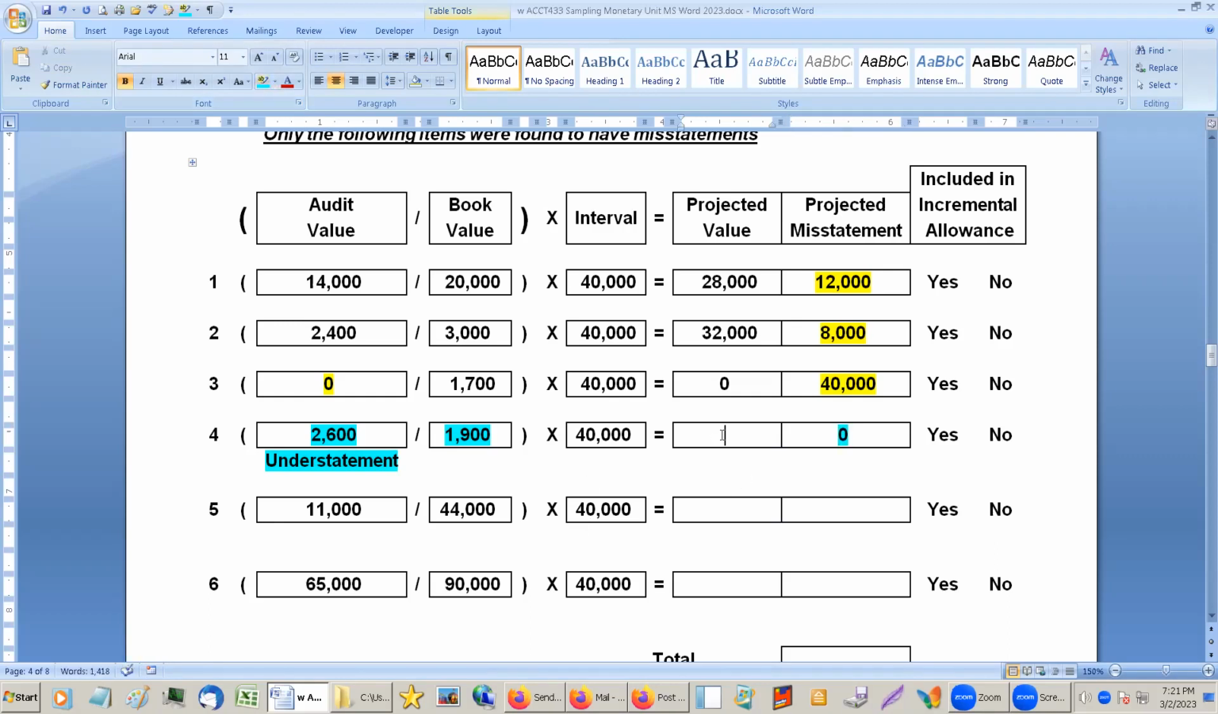As an auditor, this bugs me, but wait, it's wrong. No, it's not. Using this method, it's not supposed to find those, and if it does, it says okay, everything's fine. You know, they're understating it by whatever, $700. So you don't do anything with this. There's no projected misstatement.